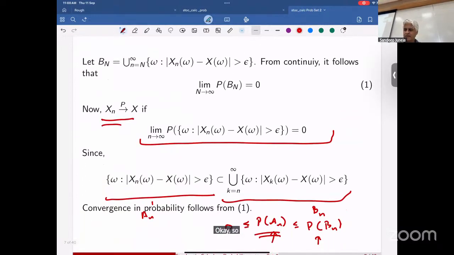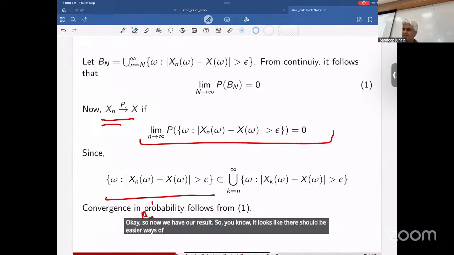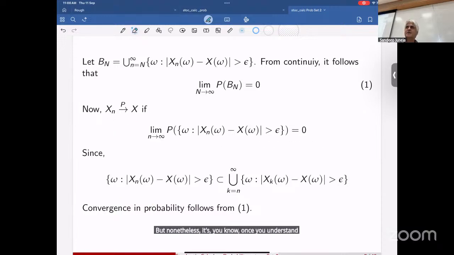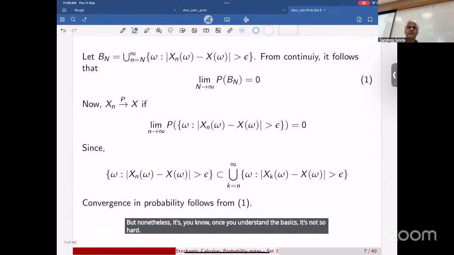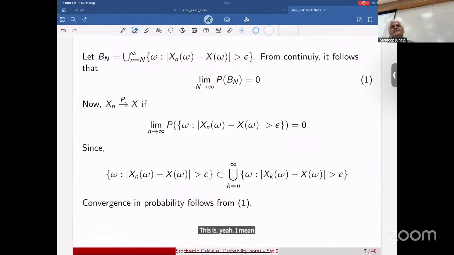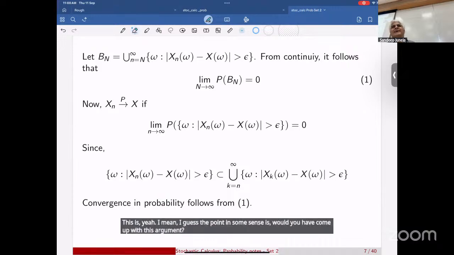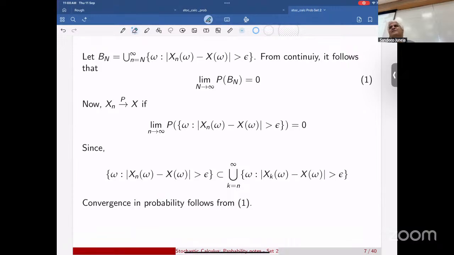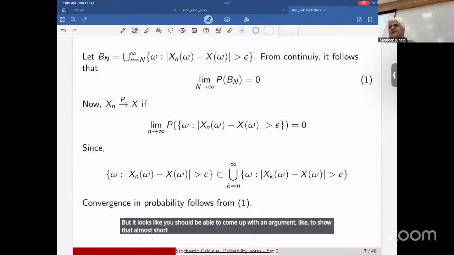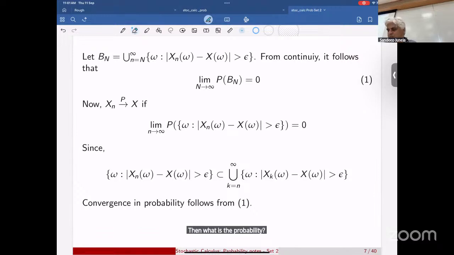Okay, so now we have our result. It looks like there should be easier ways of saying these things, but nonetheless, once you understand the basics, it's not so hard. The point in some sense is, would you have come up with this argument? It looks like you should be able to come up with an argument to show that almost sure convergence implies convergence in probability. So the big picture is you've shown that convergence in probability doesn't necessarily imply almost sure convergence, and almost sure convergence implies it. That's right.